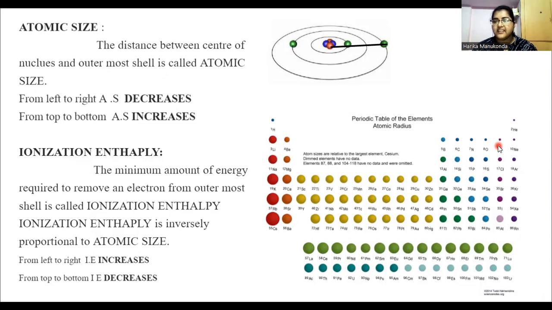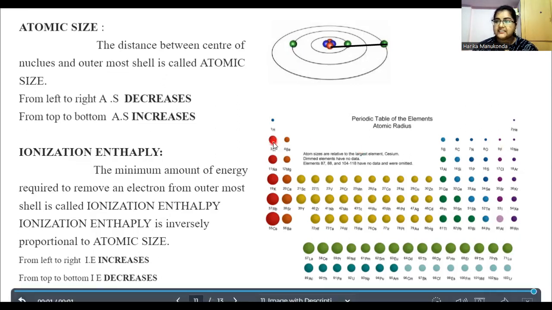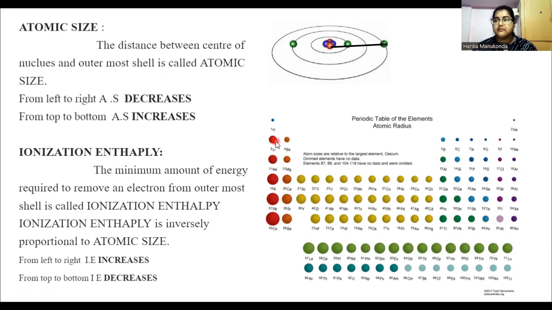In the same way, here the electrons are placed in the outermost shell at a large distance. The nucleus's attraction towards the electrons is very less. That's why the electron in this element will be lost.